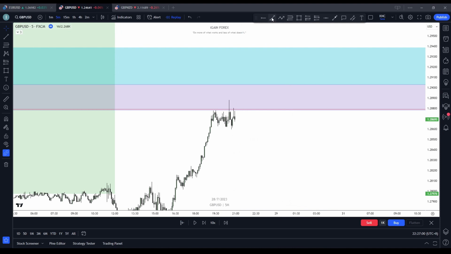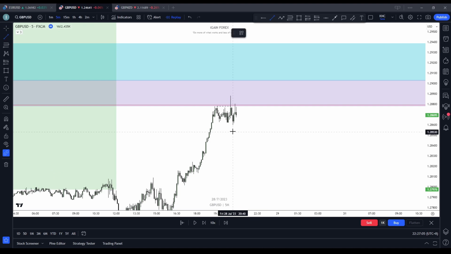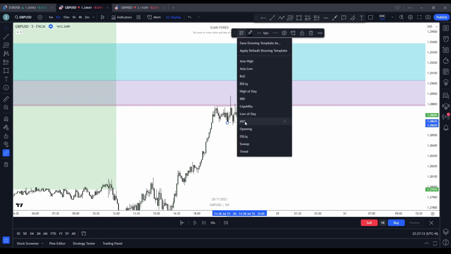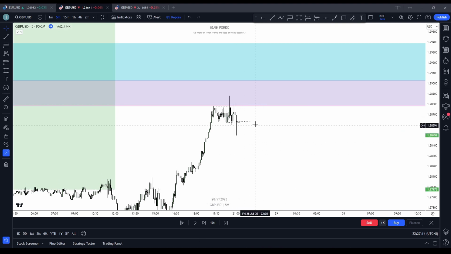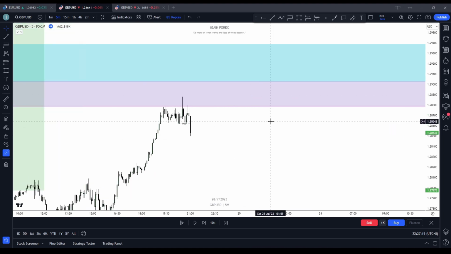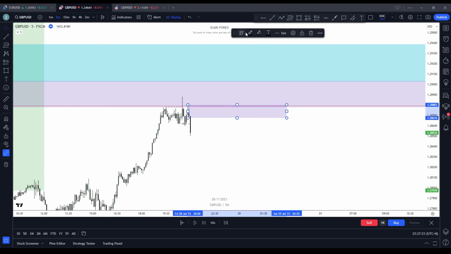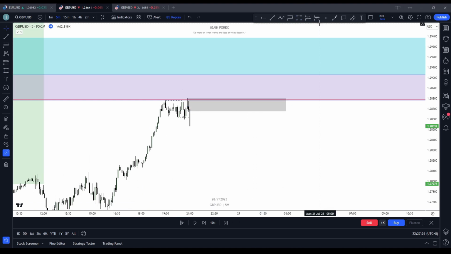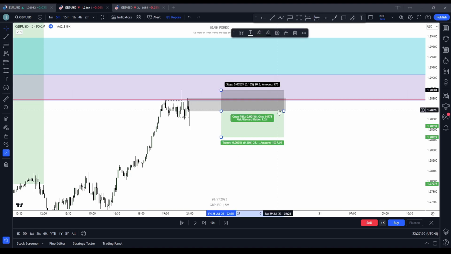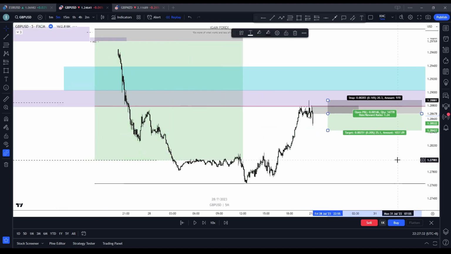Here you have it. So we have a sweep here. So we'll wait for a market structure shift to happen around this area, below this area. Okay, there you have it. So for our supply zone, we have an entry here. I'm going to put my sell limit around this area and target our low.